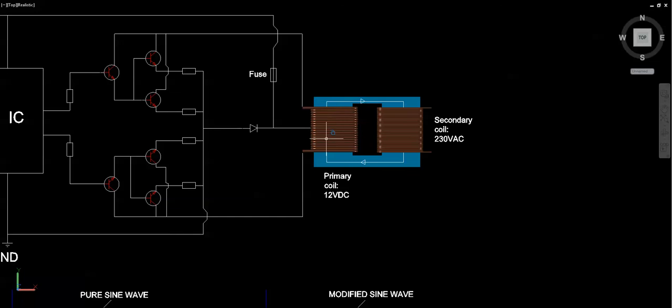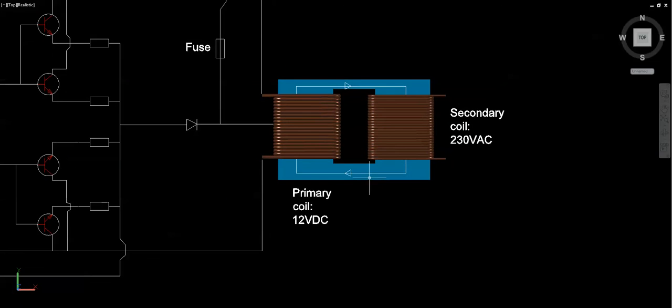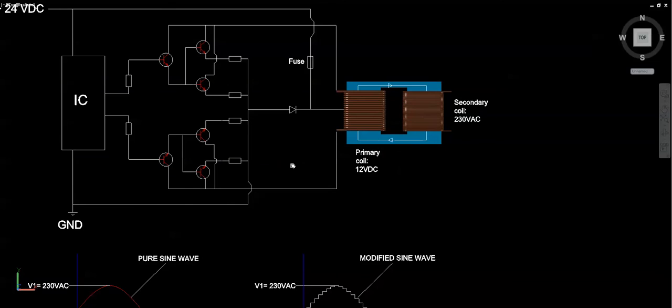This AC current will create magnetic flux in this blue part, which is the iron core. And this magnetic flux will induce in the secondary coil also AC current. Depending on the number of secondary coils, that much voltage we will get on our output. And this is it. This is the whole story.